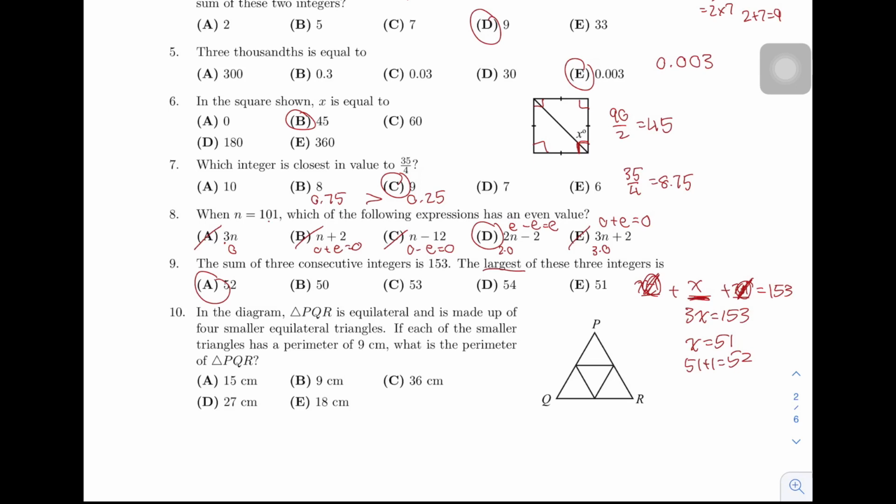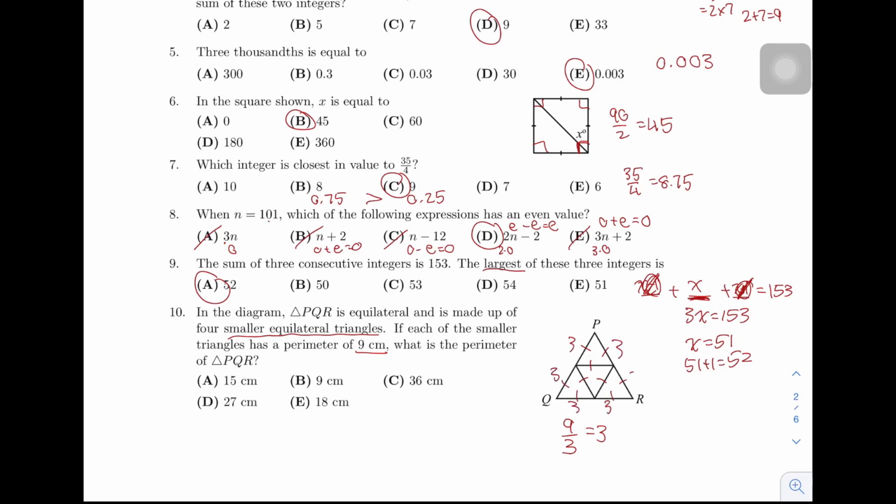Number 10. In the diagram, triangle PQR is equilateral and is made up of 4 smaller equilateral triangles. If each of the smaller triangles has a perimeter of 9 centimeters, what is the perimeter of triangle PQR? In the smaller equilateral triangles, you know that the perimeter is 9. So 9 divided by 3, because a triangle has 3 sides, equals 3. So you know that each of these sides has a length of 3.